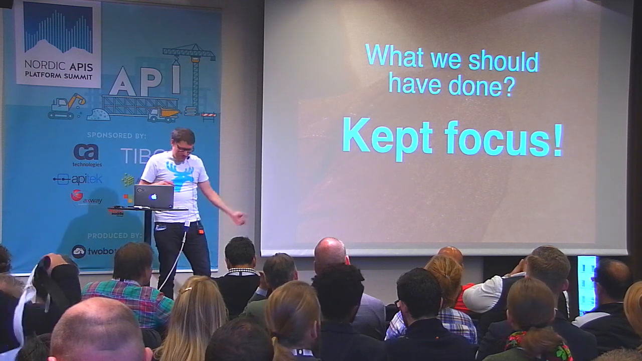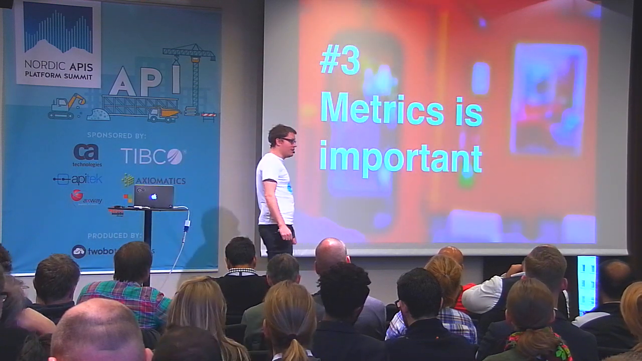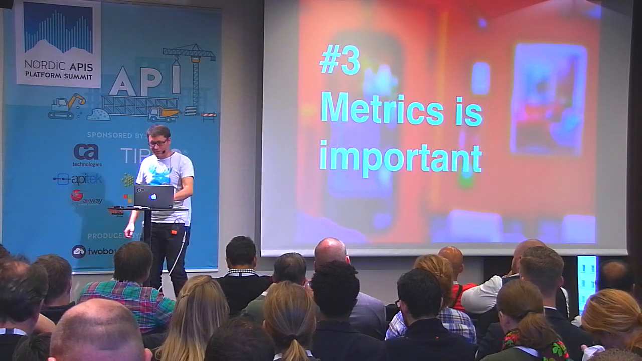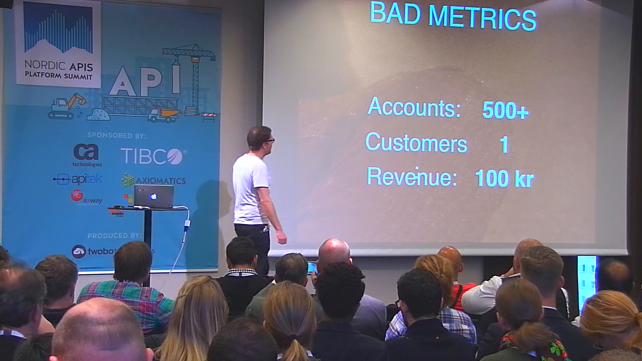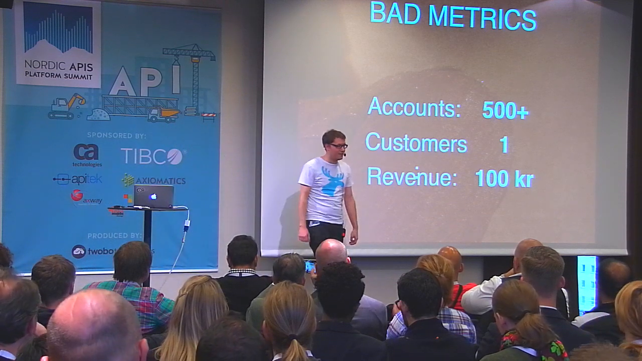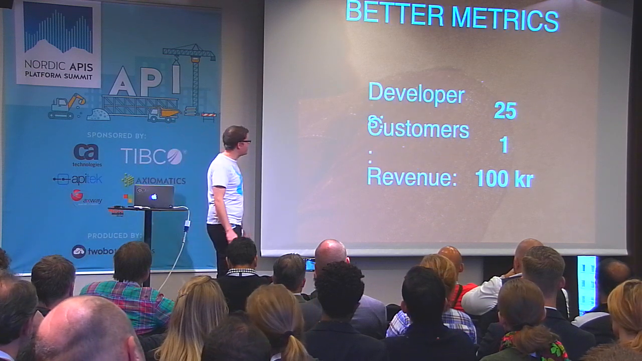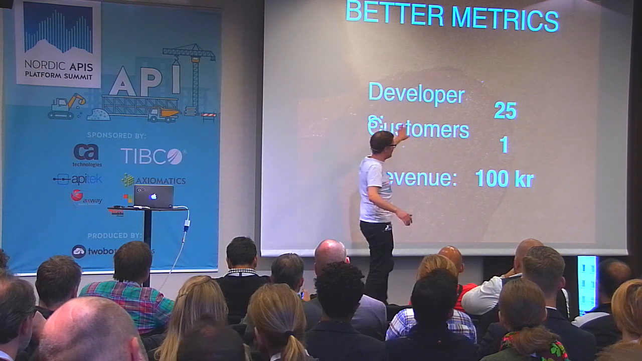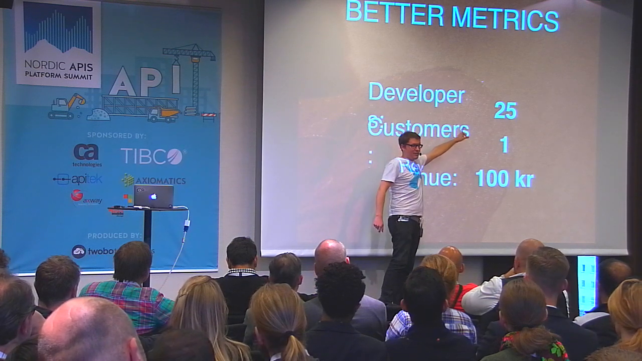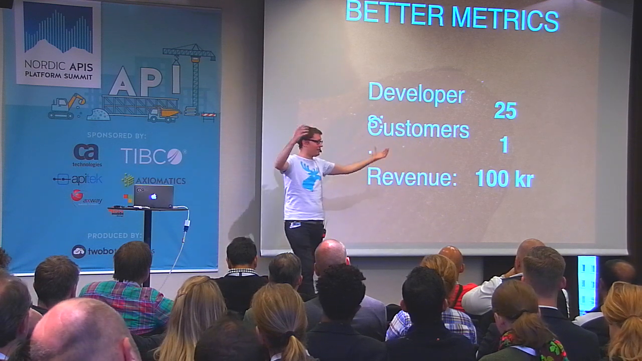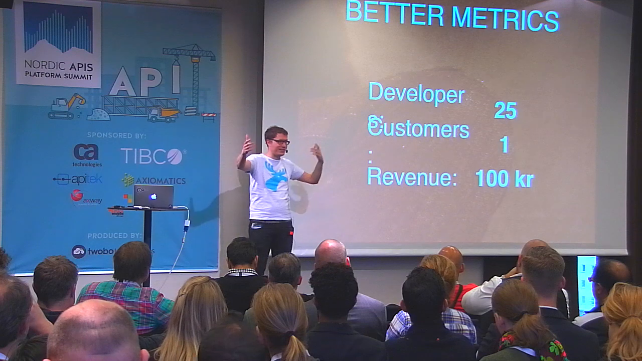Which jumps us directly into the next learning. Metrics is important. And why? Well, in our case, this is bad metrics. And this is better metrics. The main difference, sorry for the font, 25 developers out of those 500 accounts. If you're pushing something to everyone and people are creating a free trial account and really not understanding what they sign up for, it's not really that much quality in those test accounts.